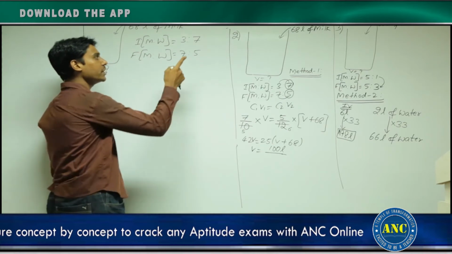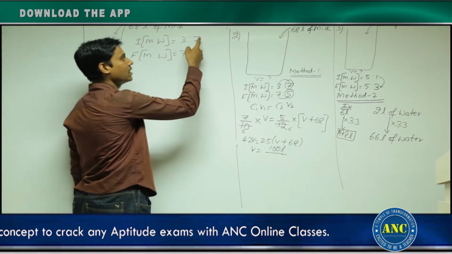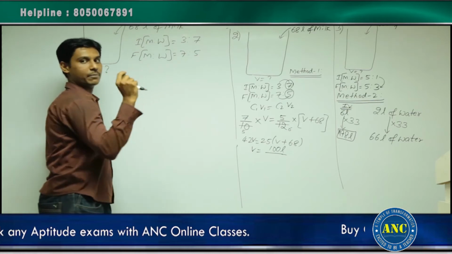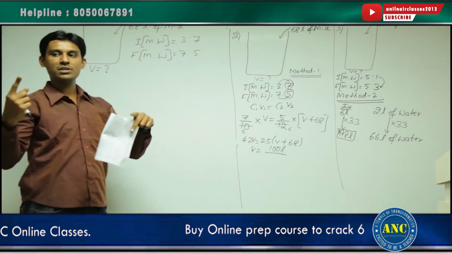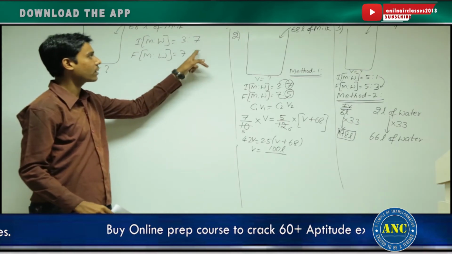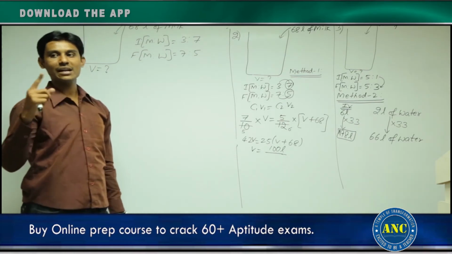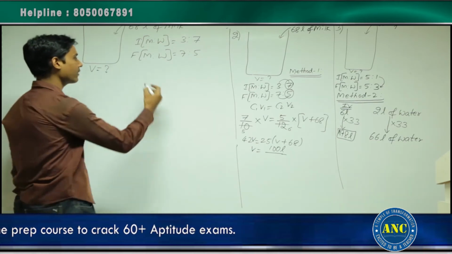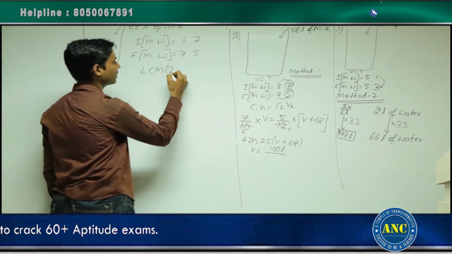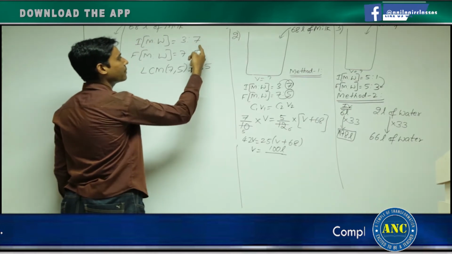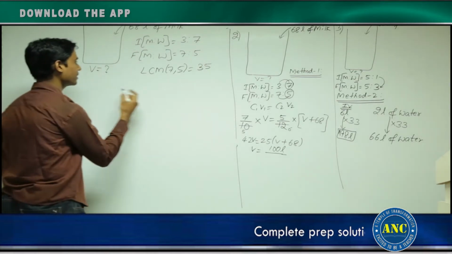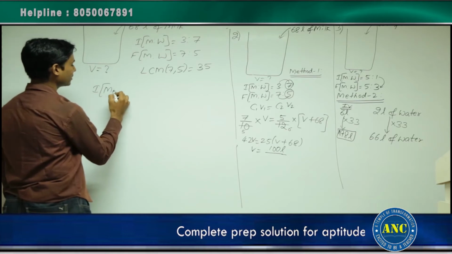That means you need to make this 7 and this 5 the same number. When will 7 and 5 meet together? What is that number which can be made from both 7 and 5? That is nothing but the LCM of 7 and 5. What is the LCM of 7 and 5? LCM of 7 and 5 is nothing but 35. That means make both of these numbers 35. How to make both the numbers 35?